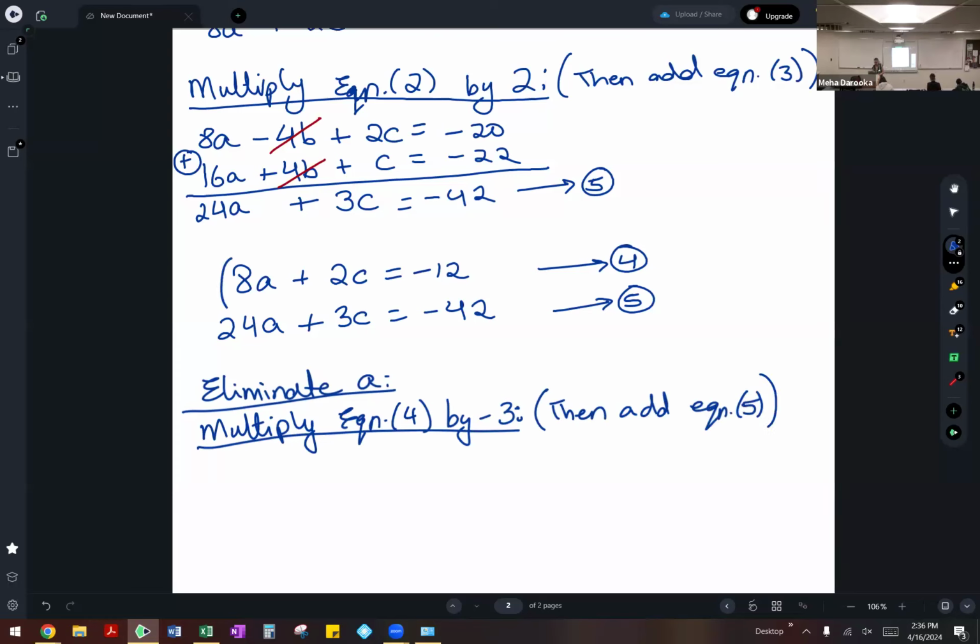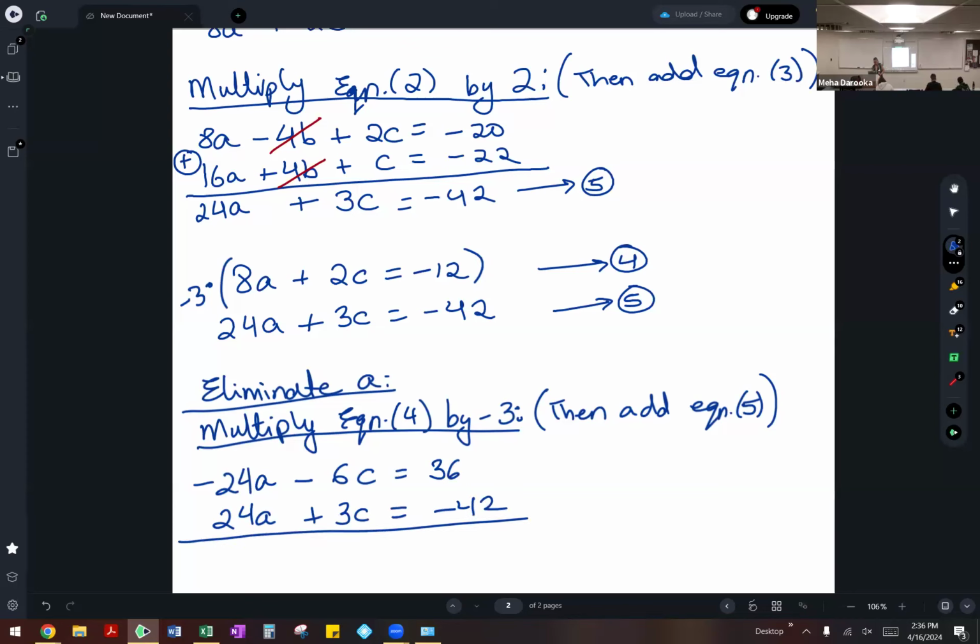Let's see, multiplying this by 3 will give us negative 24A. What is that? Negative 6C. Because negative and negative is positive, 12 times 3 is 36. Equation 5 will stay as it is, so 24A plus 3C equals negative 42. Add those two equations together. And what do we see?